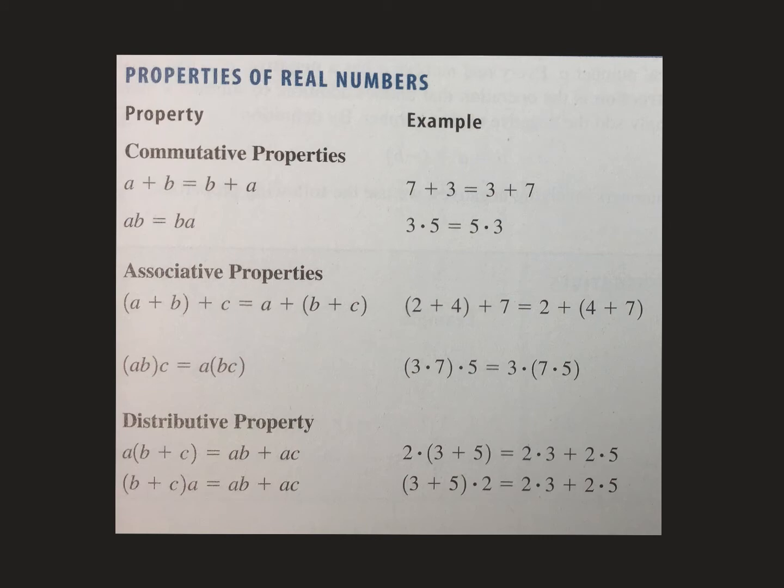Properties, three big properties we use in algebra all the time. Commutative. Commutative means the order doesn't matter. If you add or you multiply, the order in which you do things does not matter. That's called commutative. Notice there's no N in the word. It's not "communicative," it is commutative.